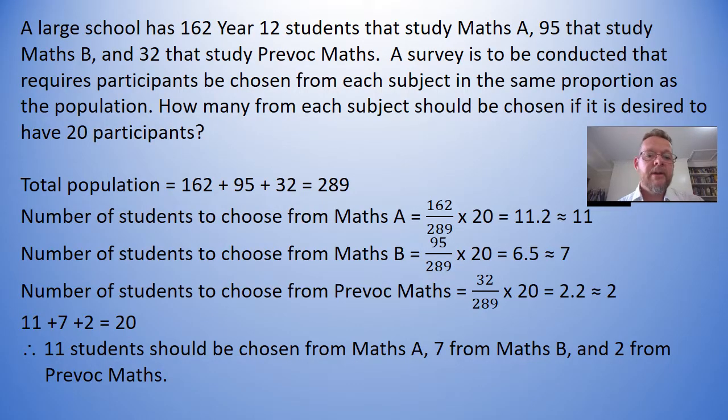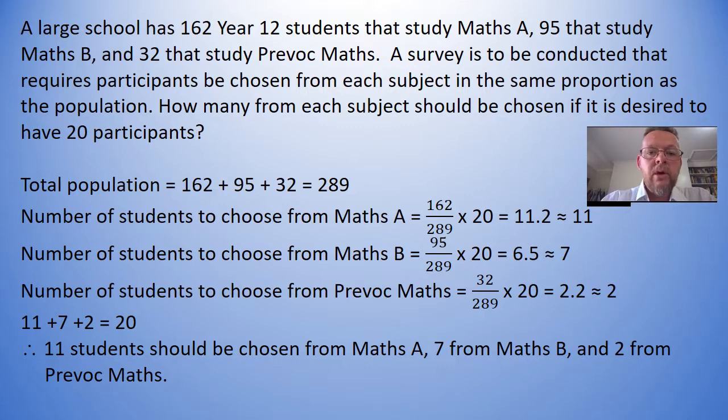So let's have a look at this example here, and this is a maths one I want you to copy in, please. A large school has 162 year 12 students that study maths A, 95 that study maths B, and 32 that study pre-voc. A survey is to be conducted that requires various participants to be chosen from each subject in the same proportion of the population. How many from each subject should be chosen if it's to be 20 participants in all?